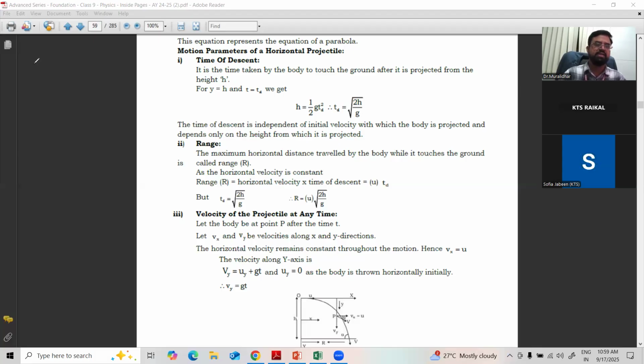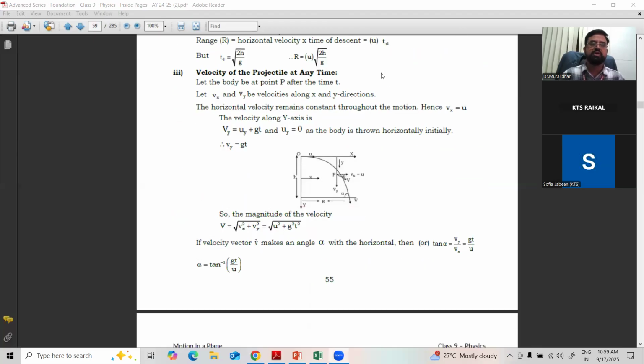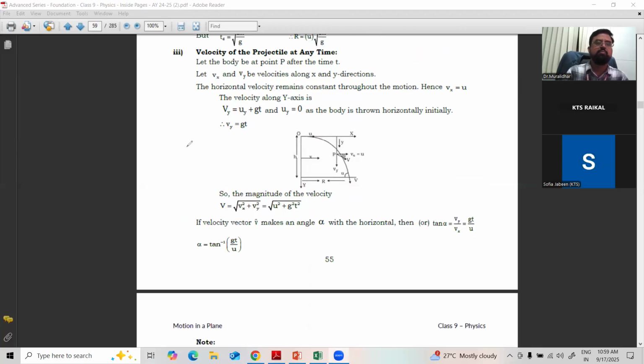Right. Then the third parameter: velocity, which you can also calculate. That is the velocity of the projectile at any time. Let the body be at point P after time t. When you project it horizontally, after some t seconds, the body reaches point P. Let Vx and Vy be the velocities in the x and y directions. As it is two dimensional, they are resolved into horizontal and vertical components of velocity. The horizontal velocity remains constant, that is Vx is equal to u.